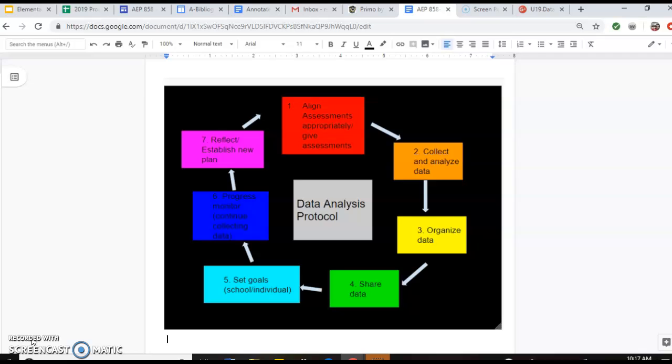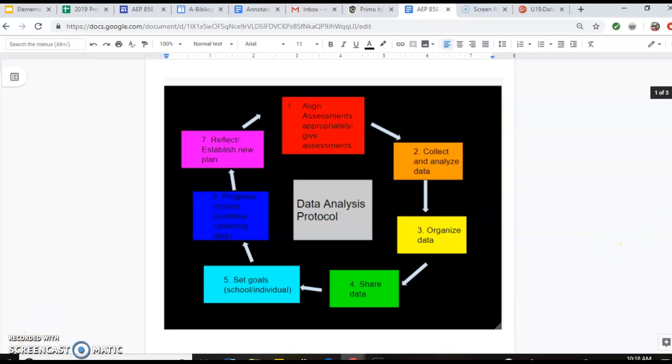So you've got to choose the correct assessment that you're going to give. Second, you've got to collect and analyze the data. Third, you need to organize the data. 4, you need to share the data. 5, you need to set goals. 6, you need to progress monitor and continue to collect data. And then 7, you need to reflect and establish a new plan.